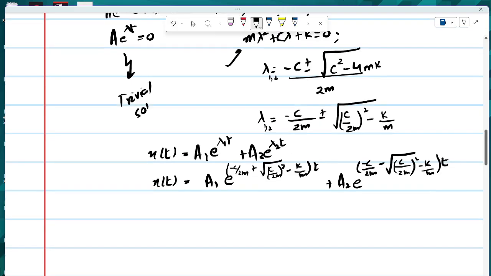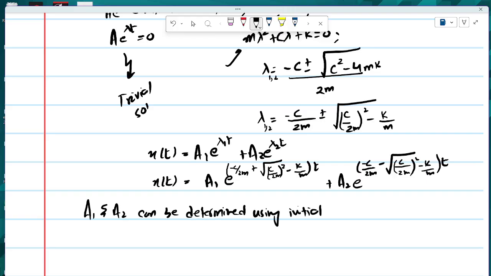They can be determined using initial condition. What do we mean by initial condition? What was the state of the system at the beginning of the motion? Let's say, what was the position of the system at time t equal to 0? Let's say x, any value. What was the velocity of the system at time t equals 0? Let's say x meter per second, and meters. So these are the initial conditions.